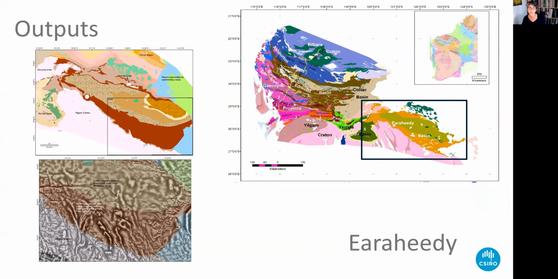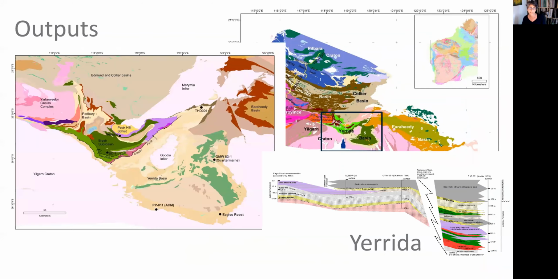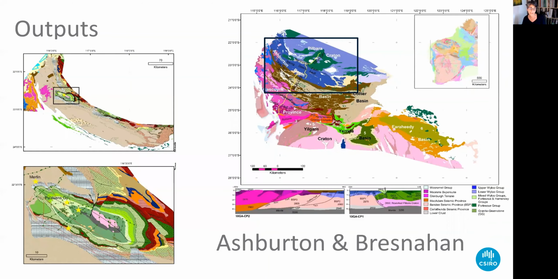So the part of the Irahidi Basin, the Ureta Basin, we did quite a lot of work in the Ureta Basin to extract out the particular lithologies from throughout that basin for our analyses, and the Ashburton and Bresnahan Basin. Of course, we also did it for the Edmund and Collier Basins, but I'm not going to show you a figure here, but you can get all this information in the GIS.